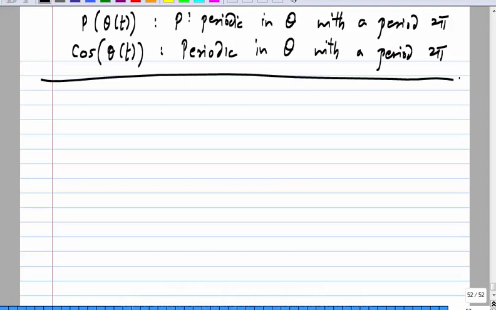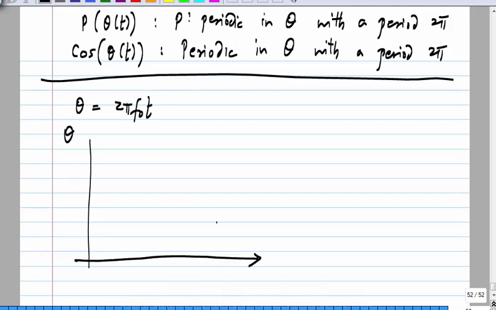Then this looks like a convoluted way of defining things, but we will get the point soon. Now, let us say theta equals 2 pi f naught t, right. So, that is theta versus time, this is a ramp, okay, with some slope, and what is the slope? It is 2 pi f naught.